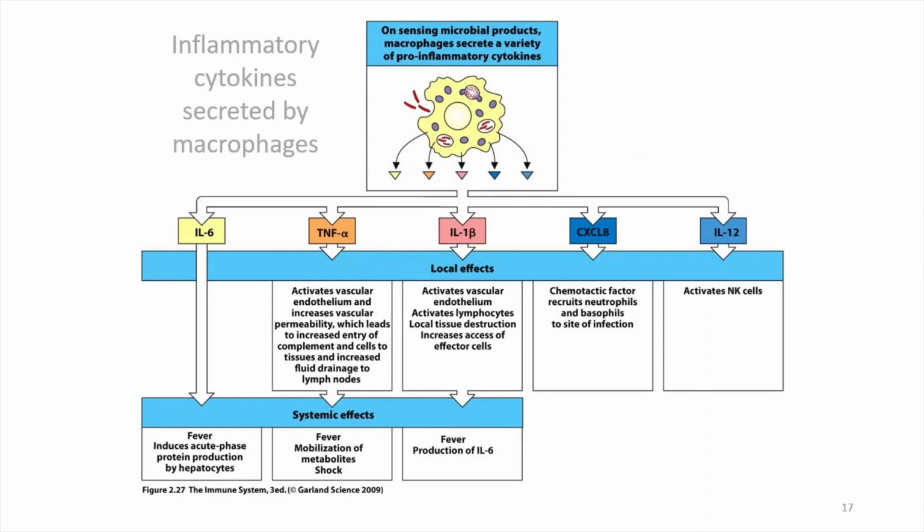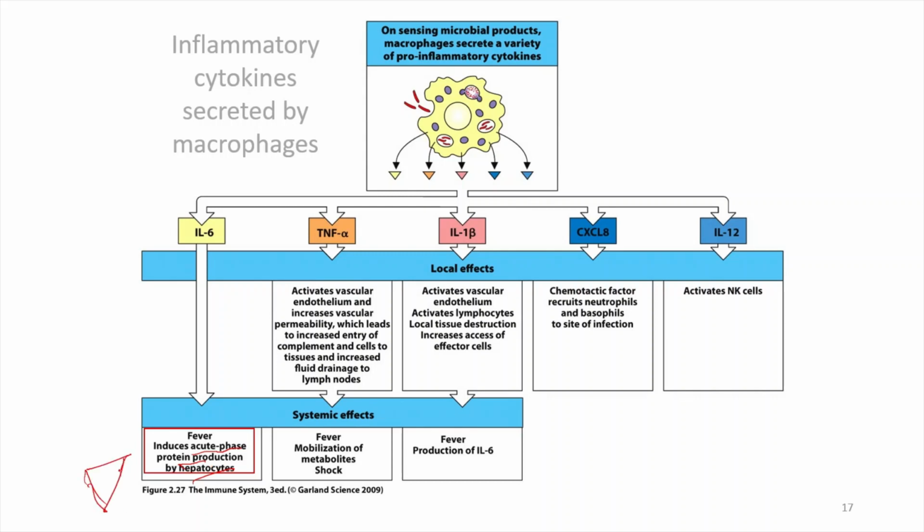Alright, so there are other products being released by this macrophage. The macrophage doesn't only eat up the bacteria, it also does some downstream signaling, sending out messages to the different systems. One of the more relevant ones is IL-6. IL-6 will lead to fever, which we learned about in an earlier course, and also induce acute phase protein production by hepatocytes, or in other terms, in the liver.